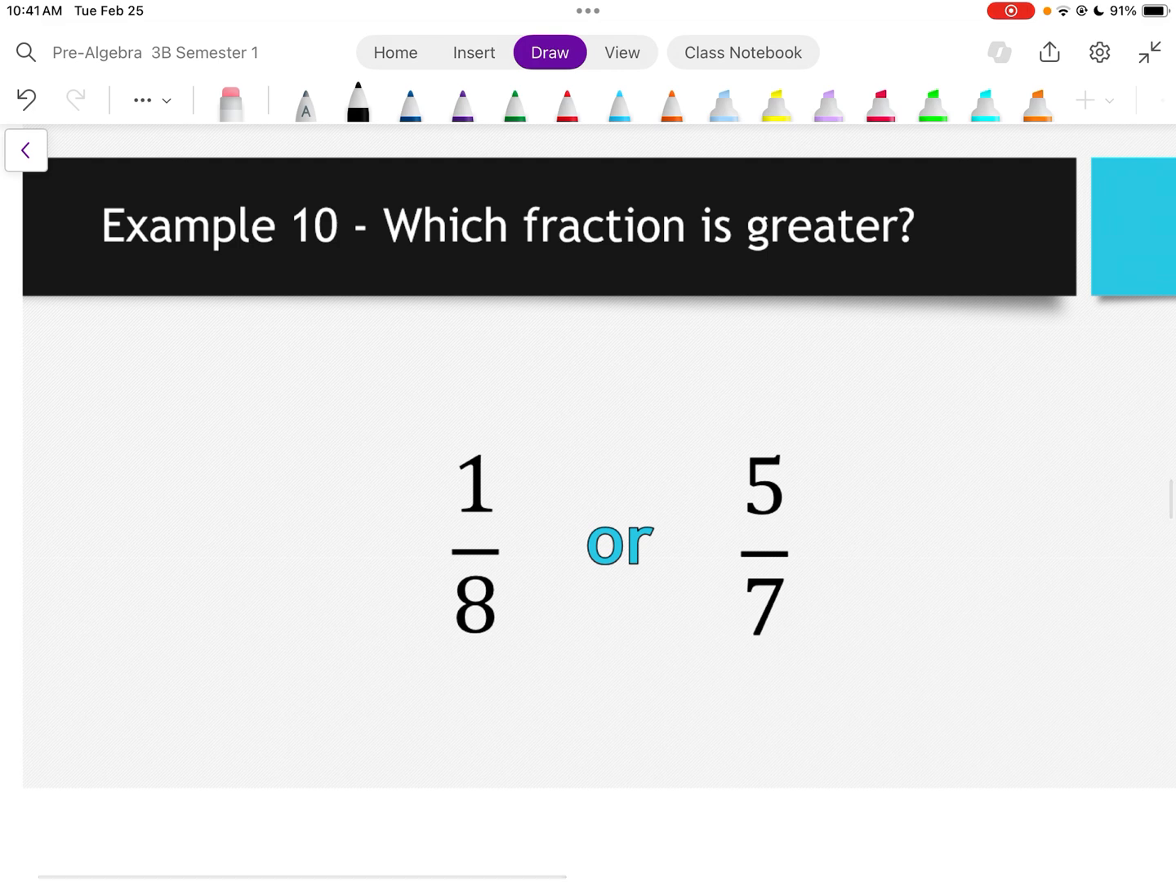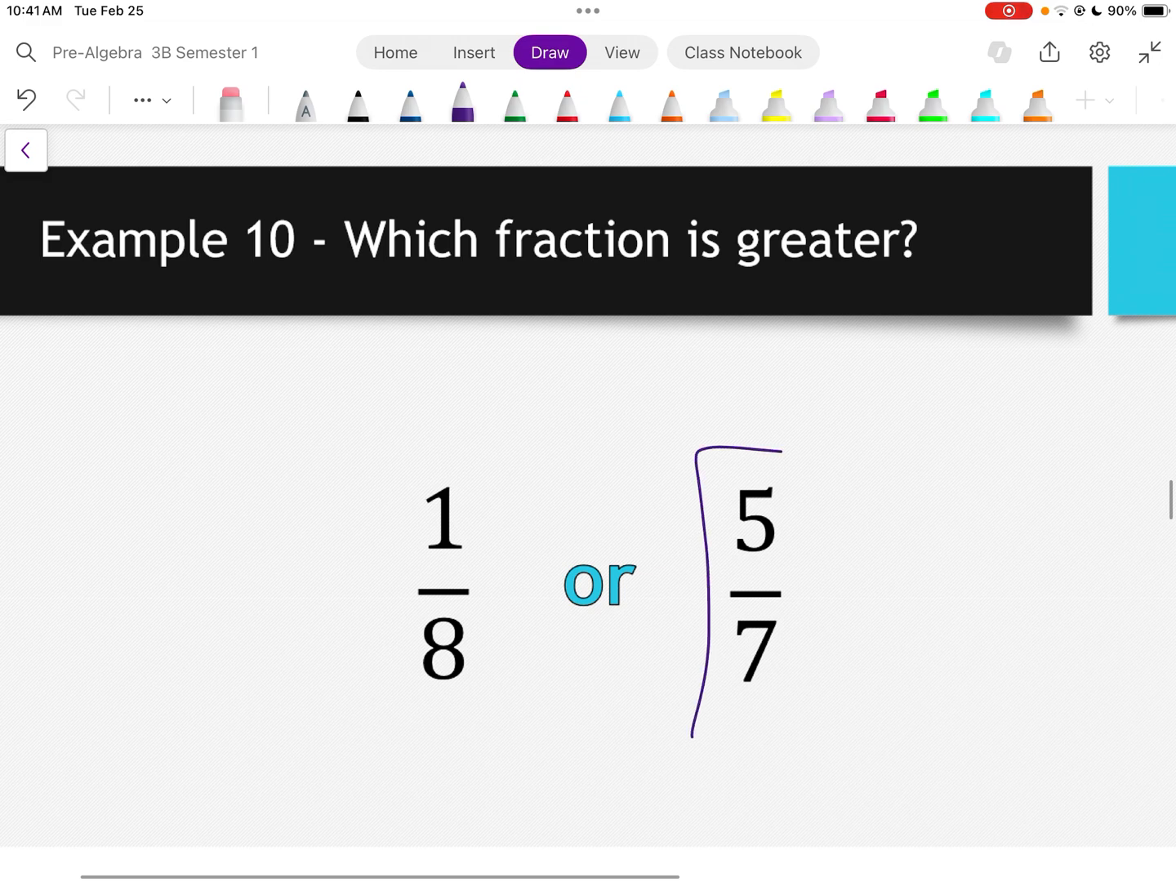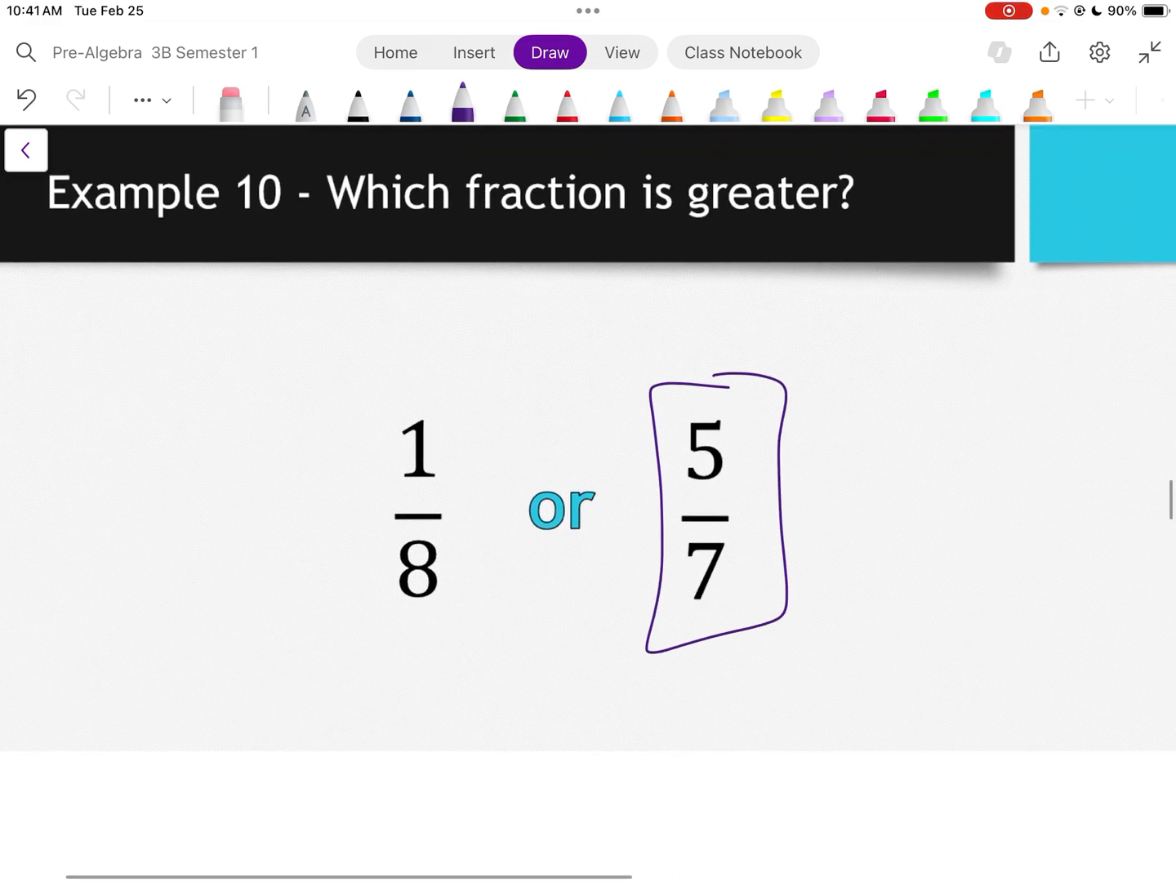All right. Now, what do we do when the fractions do not have a common denominator? So for these, which fraction is greater, 1 over 8 or 5 over 7? You might be able to logically think through this as 1 over 8, that's really close to 0. And 5 over 7, that's closer to 1 than it is. So that would make 5 over 7 greater.